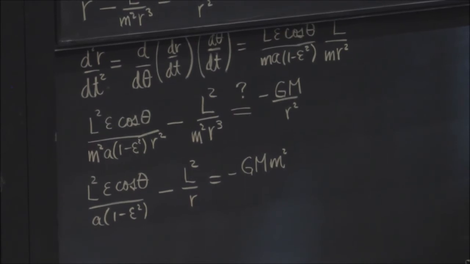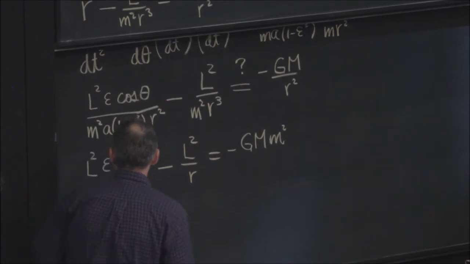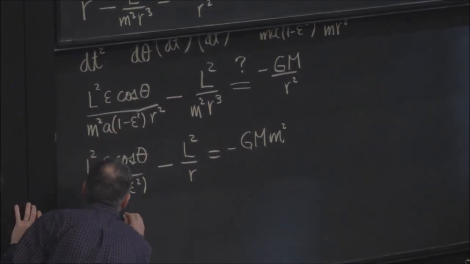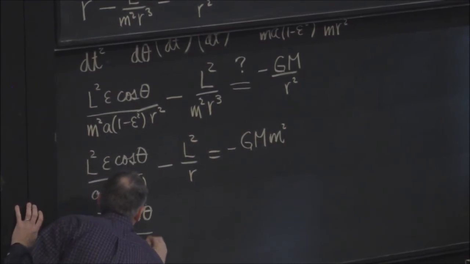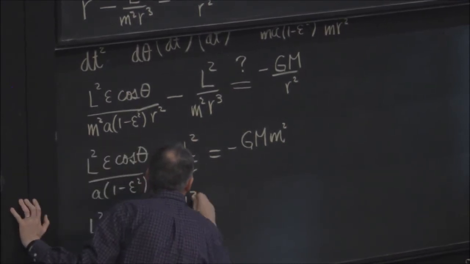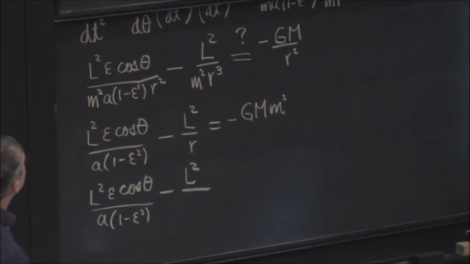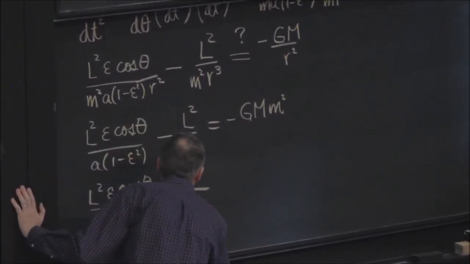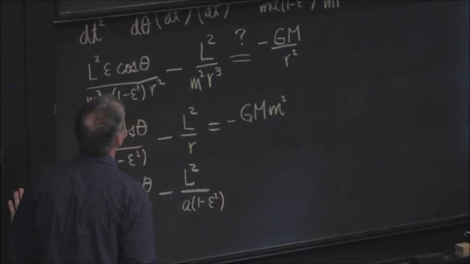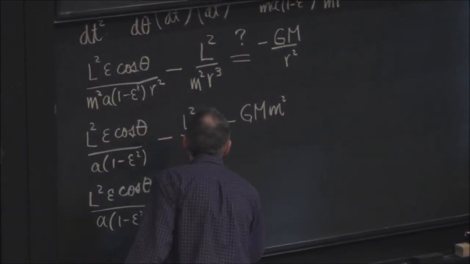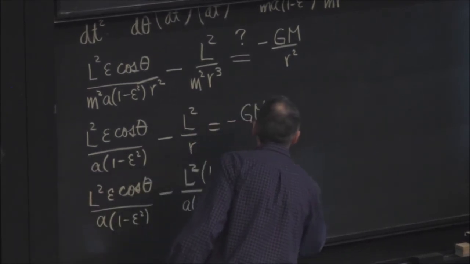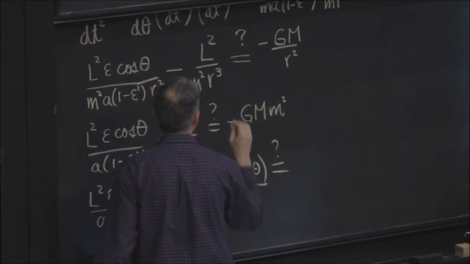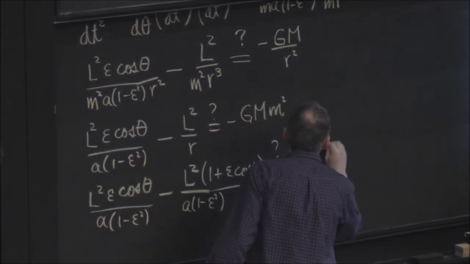So one last substitution, I now substitute in what I had for r, and I get L squared epsilon cosine theta over a 1 minus epsilon squared, minus L squared over a 1 minus epsilon squared times 1 plus epsilon cosine theta, is equal to, question mark, minus G m squared.